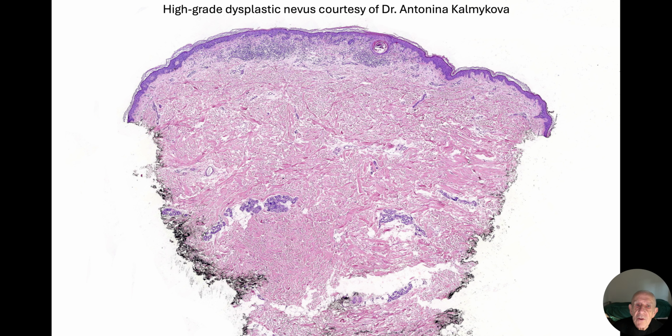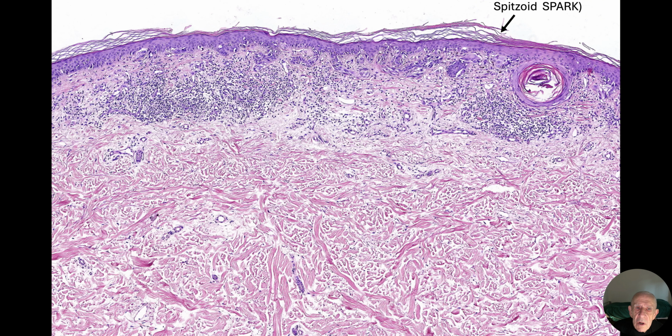And this is another one that Antonina shared. It's a junctional lesion, and you can see some bridging on the right-hand side. I marked a small field where the cells are rather spitzoid looking. Now, it doesn't really do anything for me, but some people would look at that and say, well, it's showing spitzoid features, so we'll call it a spark nevus. I think that's just overcomplicating things.